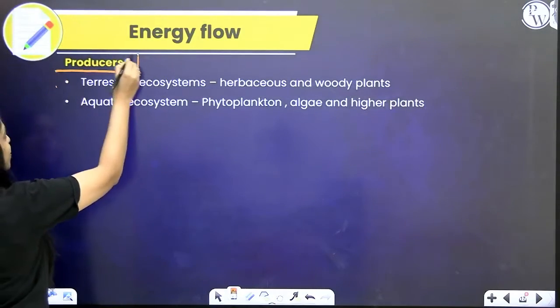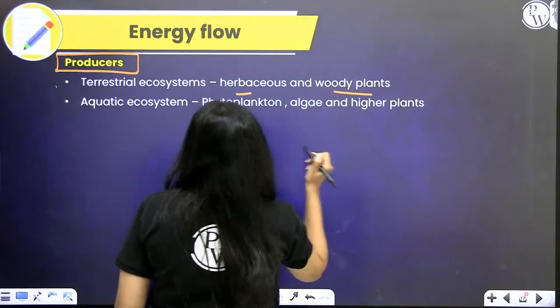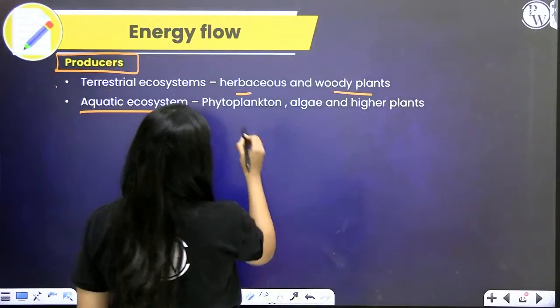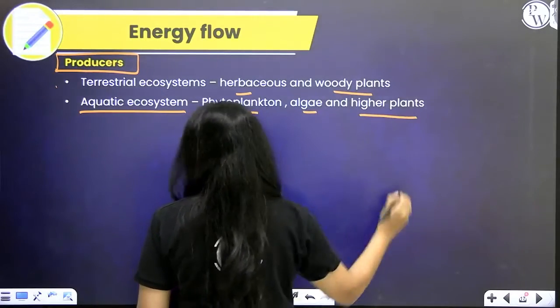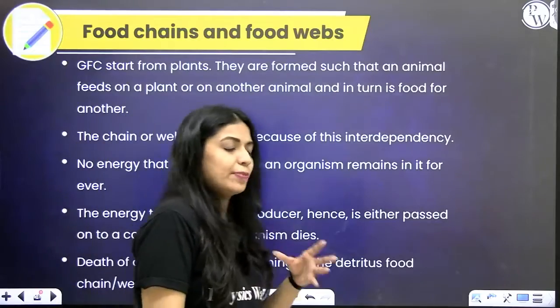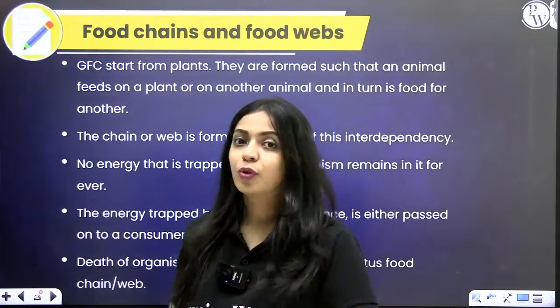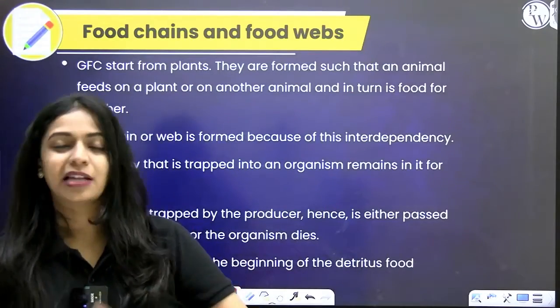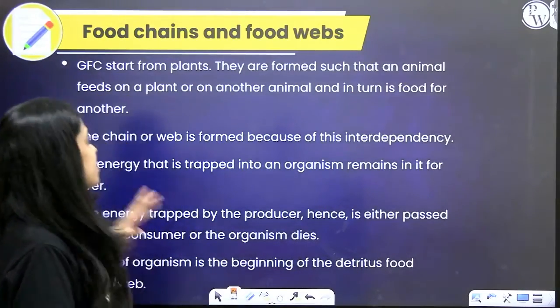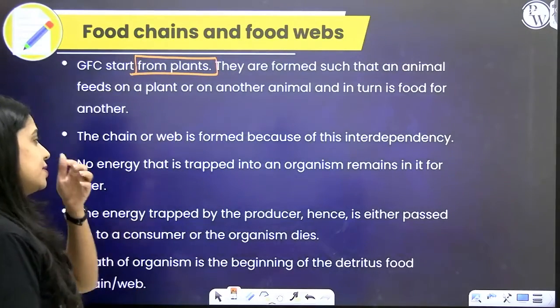What kind of producers do you find in terrestrial ecosystems? There will be herbaceous plants, there will be woody plants. If you consider aquatic ecosystems, over there you can find phytoplankton, algae, and even higher plants, right? So let's talk about a type of food chain called grazing food chain. Grazing food chain involves grazing, meaning animals feeding on plants, right? So a grazing food chain begins with plants.